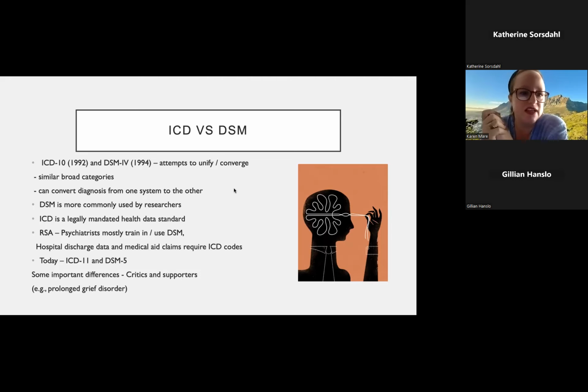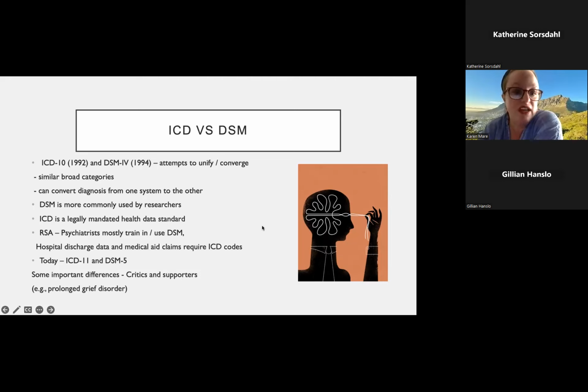What's been happening is DSM is more commonly used by researchers, mainly because of the operationalized criteria, and also because of the, at this point, superior diagnostic interviews available. But ICD is a legally mandated health data standard. So WHO member states have to report their M&M data to WHO using ICD. In South Africa, psychiatrists mostly train in and use DSM, but you guys know that when we discharge people, we have to use ICD, or if you claim from a medical aid, you also need the ICD code.